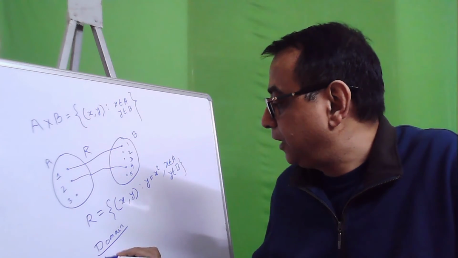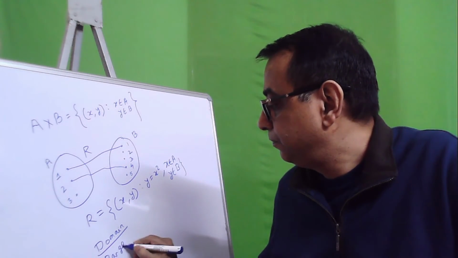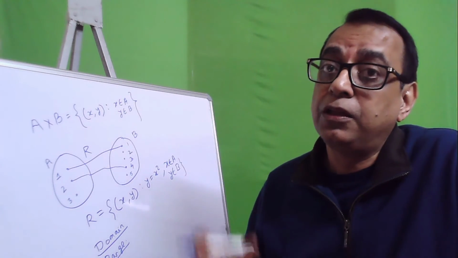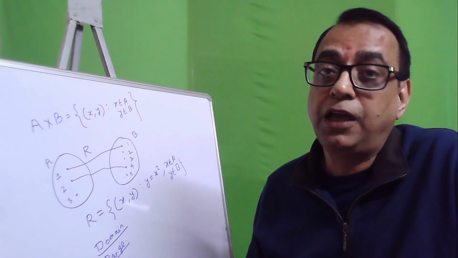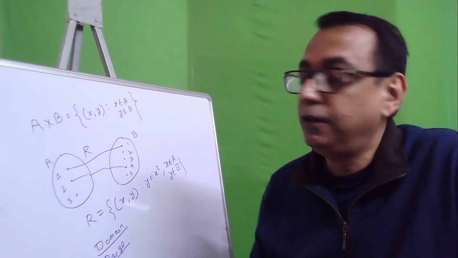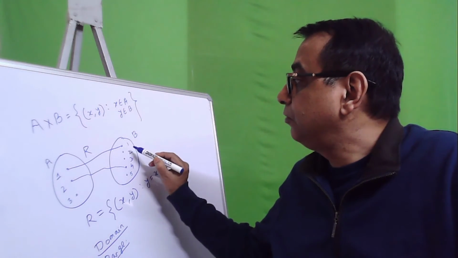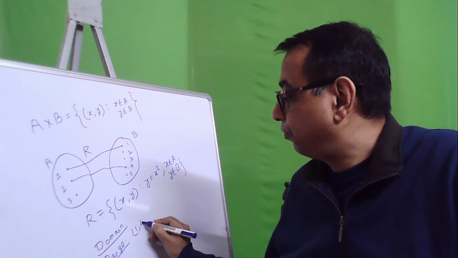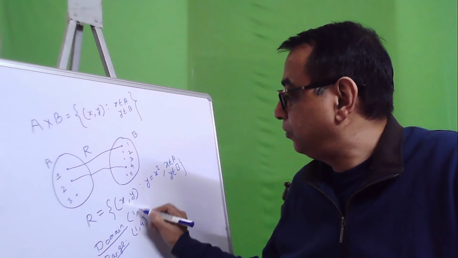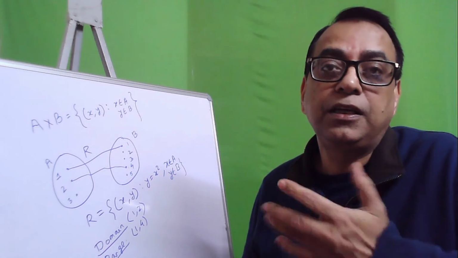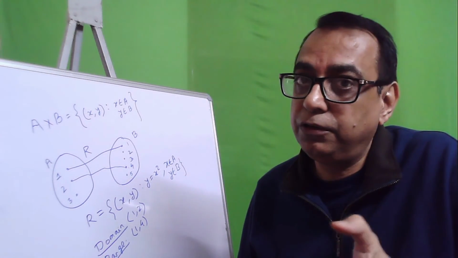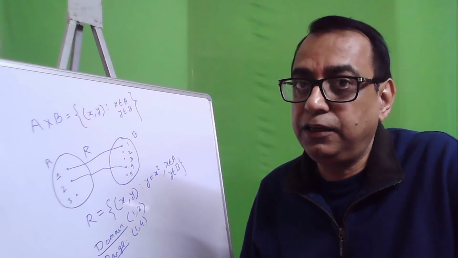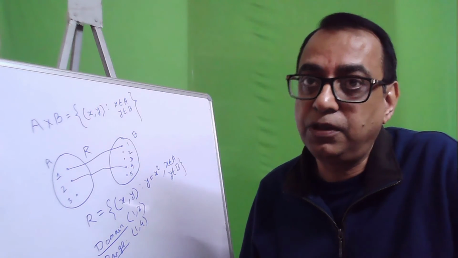Clear? Second is range. Range is nothing but the values of set B that could be taken. Here the values that could be taken are 1 and 4 only. So range will be 1 and 4. Domain is 1 and 2. So basically the domain is explained.